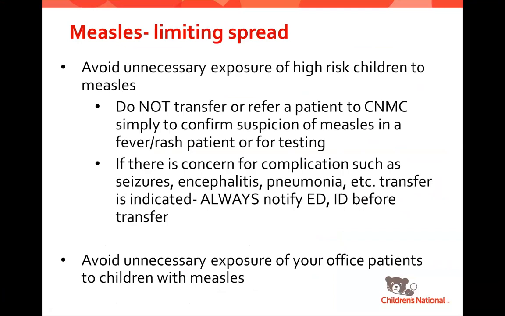So what do we want to try to do to limit the spread of measles? One of the most important things is to avoid the unnecessary exposure of high-risk children to measles. Obviously, if we have a concern for a complication related to measles, if we are concerned a child is significantly dehydrated, or they have seizures or encephalitis or pneumonia, then we may want to make a transfer to a higher level of care. But in general, we really want to avoid exposing those high-risk children, for example, that we have at Children's National Medical Center who may be immunodeficient to measles.